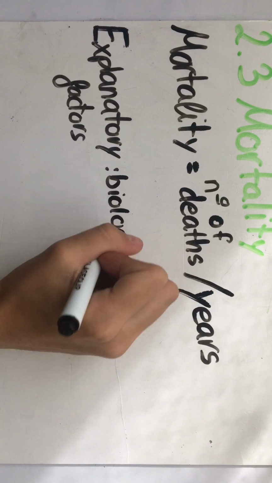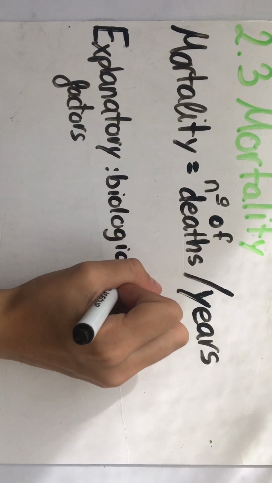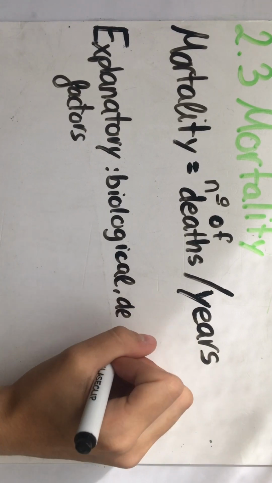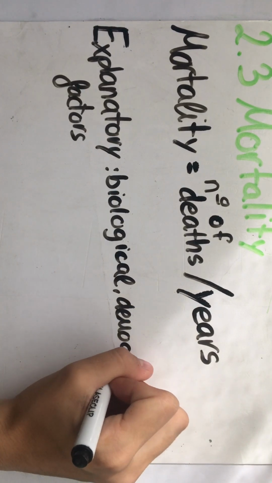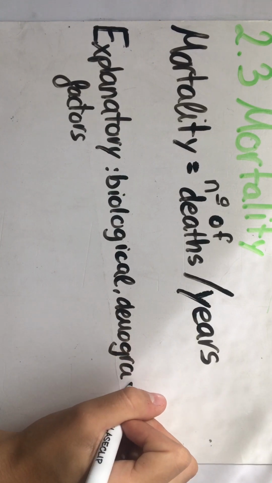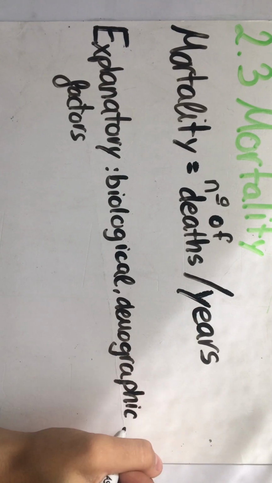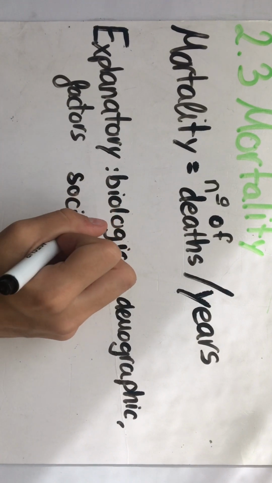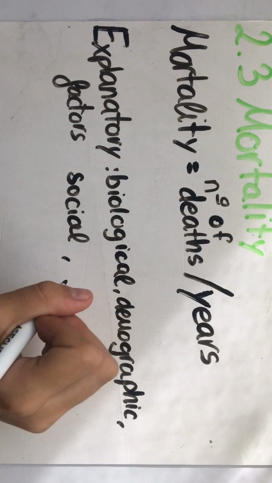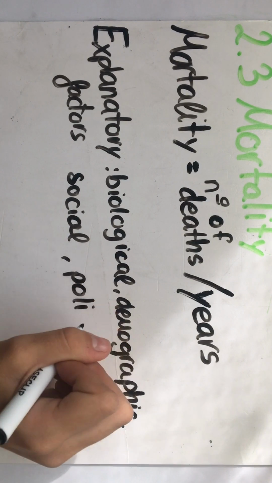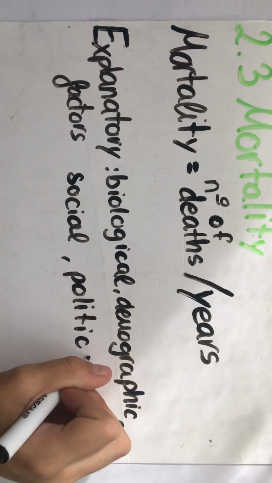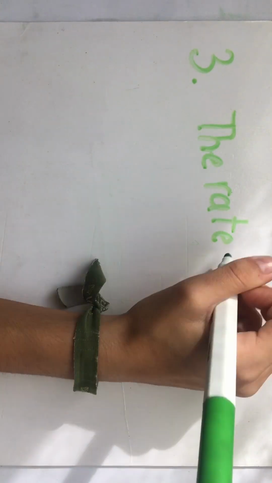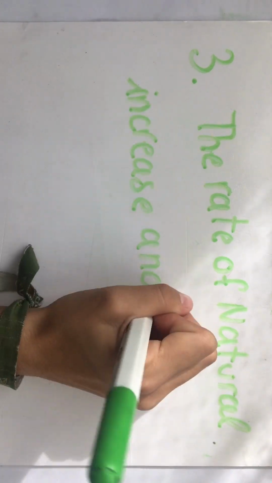Biological factors, such as genetic factors or gender, since women live longer than men. Demographic and socioeconomic factors, such as the percentage of young or elderly people, income, profession, cultural level, lifestyle, and diet. Political factors, such as the provision or lack of public sanitation and access to clean drinking water, and a welfare state that guarantees welfare. 3. The rate of natural increase and its differences.